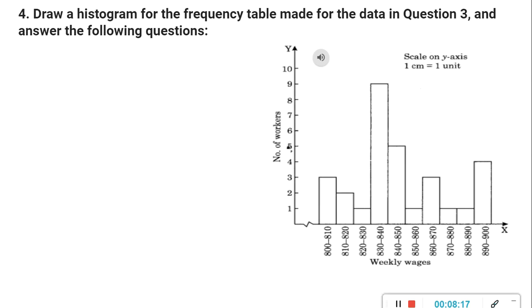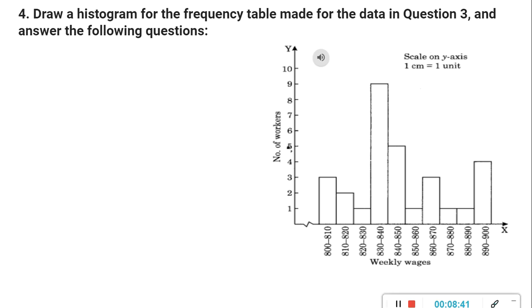Now question number 4. Draw a histogram for the frequency table made for the data in question number 3 and answer the following questions. So first to draw the histogram. On the x-axis you can take weekly wages in rupees and on the y-axis number of workers. Okay. So like this histogram you will get. So here the scale on the y-axis we have taken 1 centimeter is equal to 1 unit. Okay, that means 1 worker.